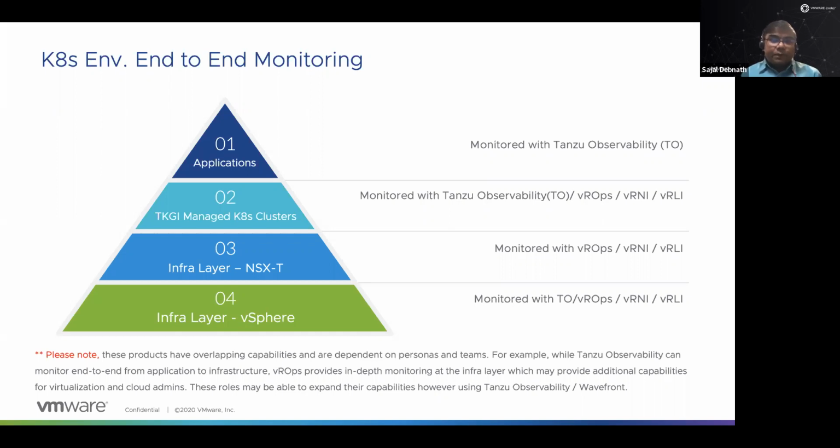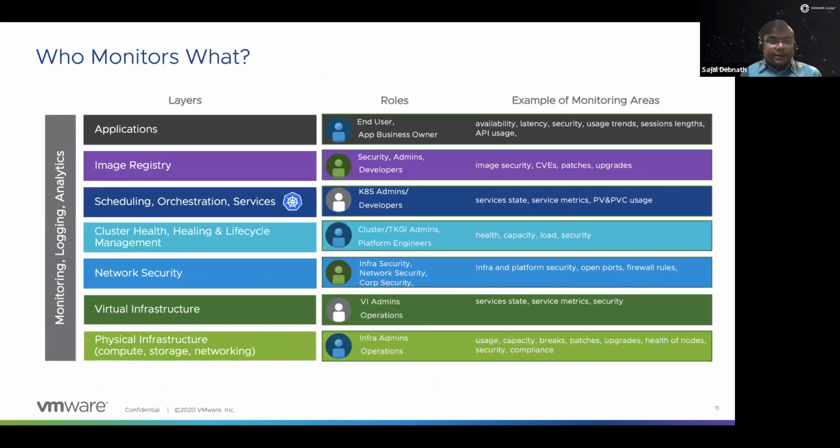They do have overlapping capabilities, but they are targeted towards a specific set of end users. So for example, VROps gives an amazing view into the infrastructure side of the environment. VRNI gives you end-to-end visibility into the networks. VRLI provides the logging capabilities, and Tanzu Observability provides a lot of value to the SREs of the environment. Right? So there are multiple tools, and in the subsequent slides we will look into how those tools can be utilized to successfully monitor an environment which holds the Kubernetes clusters, right?